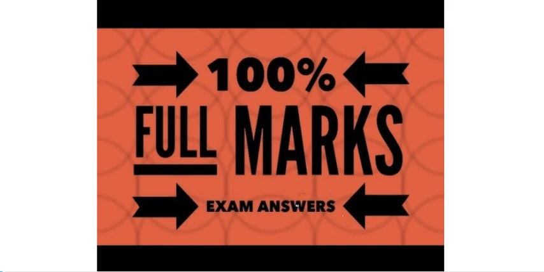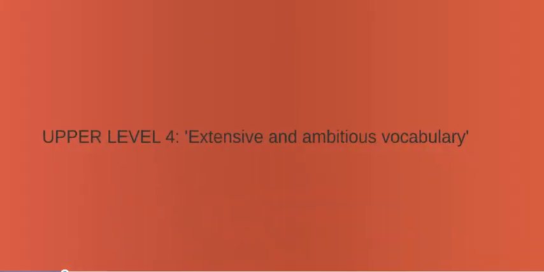When you look at the mark scheme for Paper 2 Question 5, we see that in the upper level 4, so that's not just the highest level, but the highest part, in other words, if you're looking to get full marks, there's this distinction of extensive and ambitious vocabulary. Now obviously vocabulary is to do with the words that you choose. Your vocabulary choices should always be deliberate and we should be looking to show off our vocabulary to the examiner.